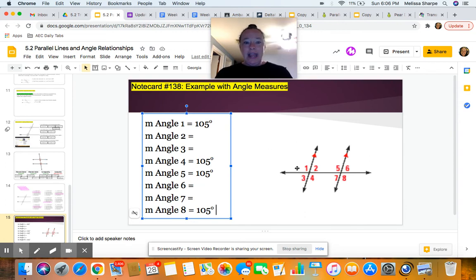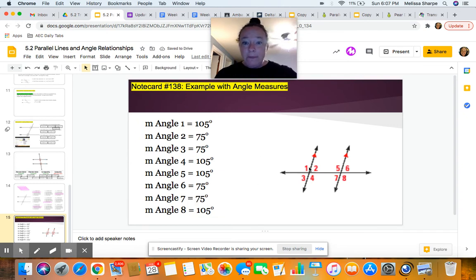Now, I can find angle 2 because angle 1 and angle 2 are a linear pair. They add to 180 degrees. So I know that angle 2 is 75 degrees. Then I'm going to find its corresponding angle. Angle 2 corresponds with angle 6, so it's also 75 degrees. Angle 2 is vertical with angle 3, so angle 3 is also 75 degrees, and that corresponds with angle 7. It all goes together, and it's pretty groovy.